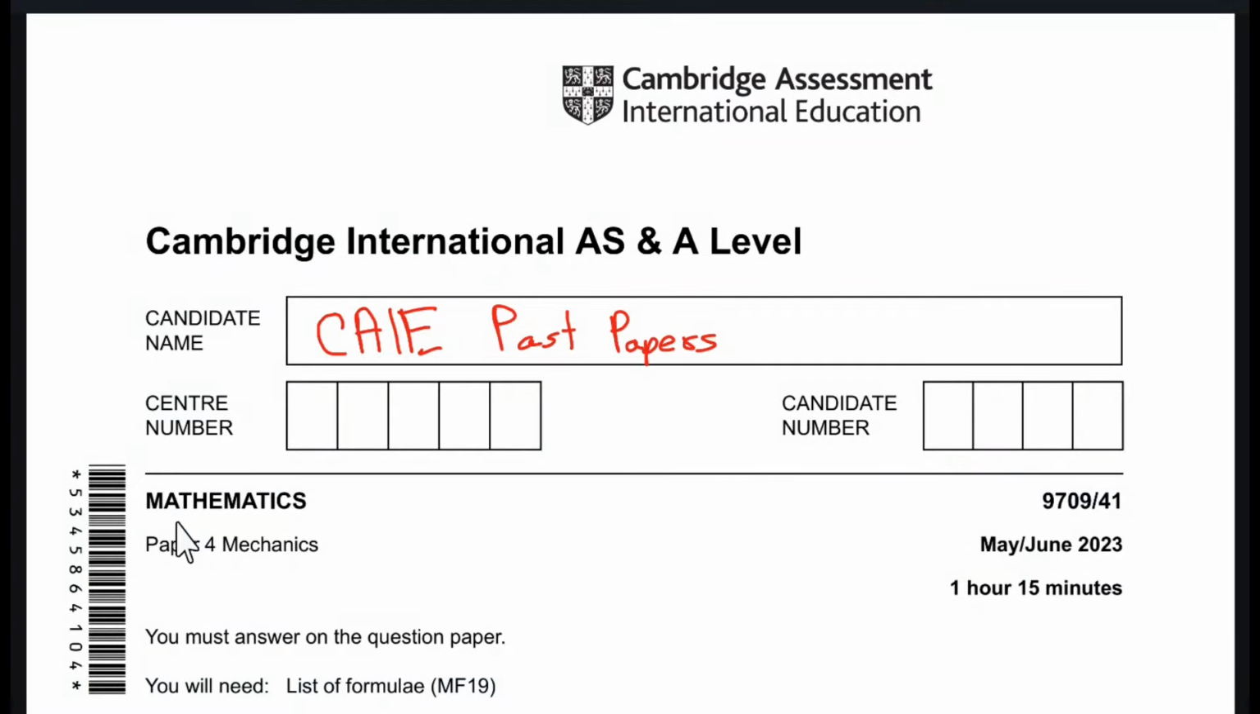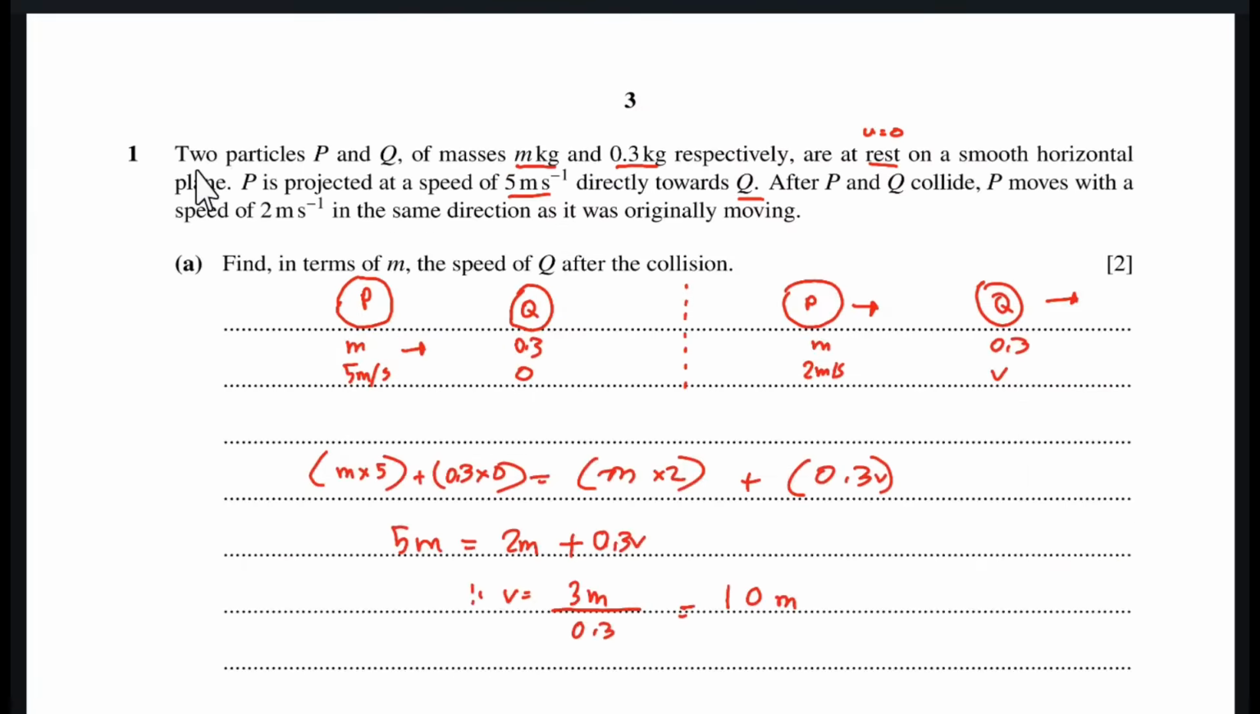In this video we'll be discussing Mathematics Paper 4 Mechanics, 2023 May June, Variant 41, and the subject code is 9709. Question number 1. Two particles P and Q, of mass m kg and 0.3 kg respectively, are at rest.